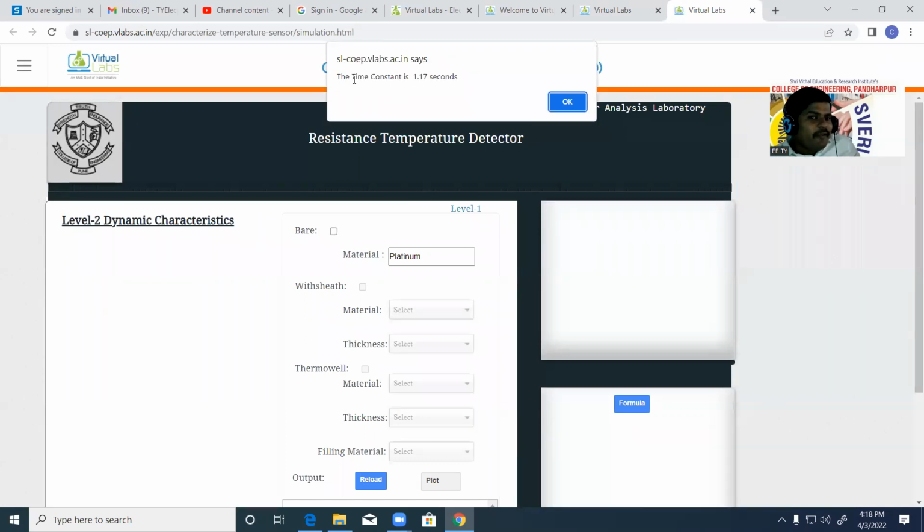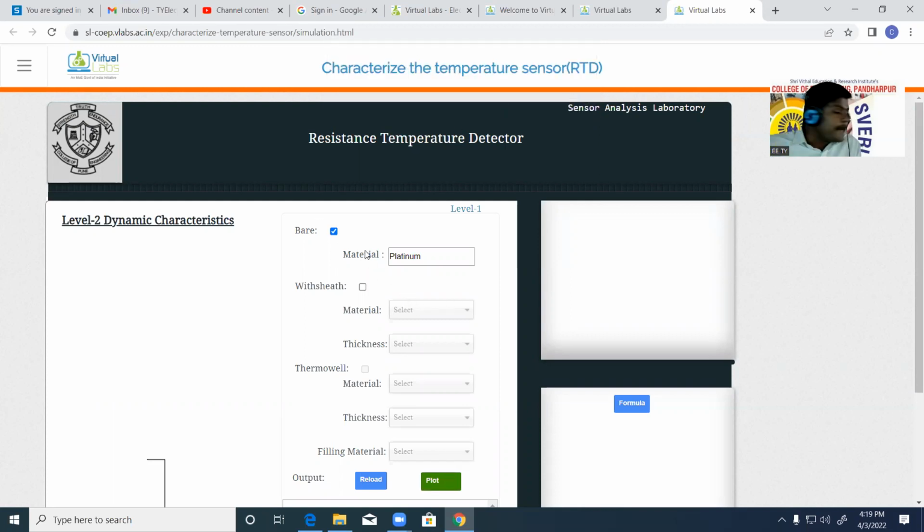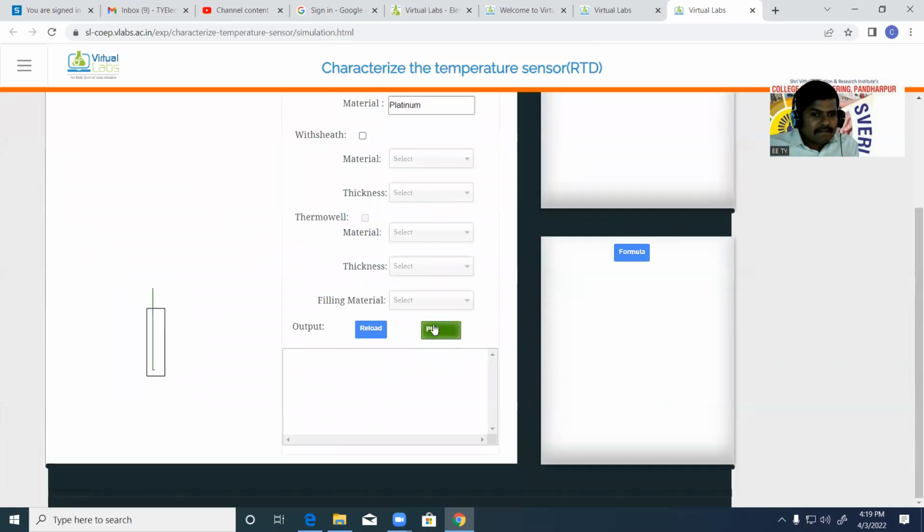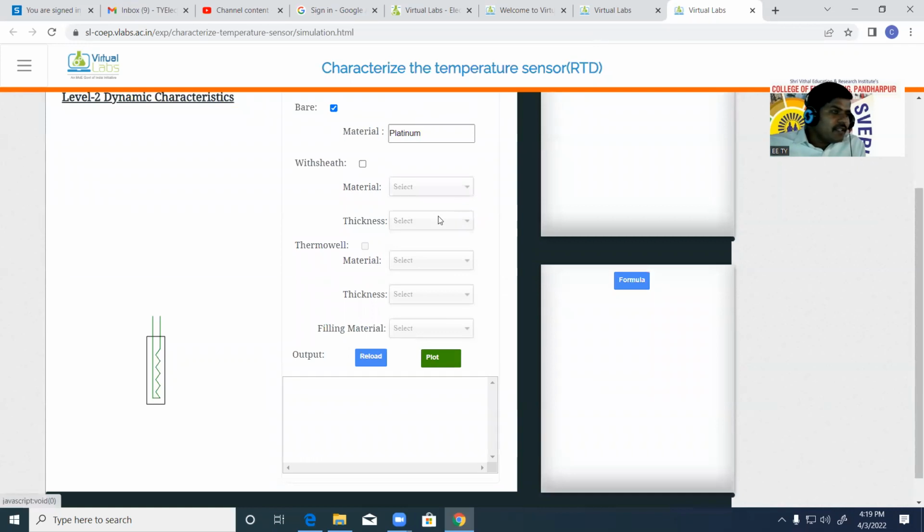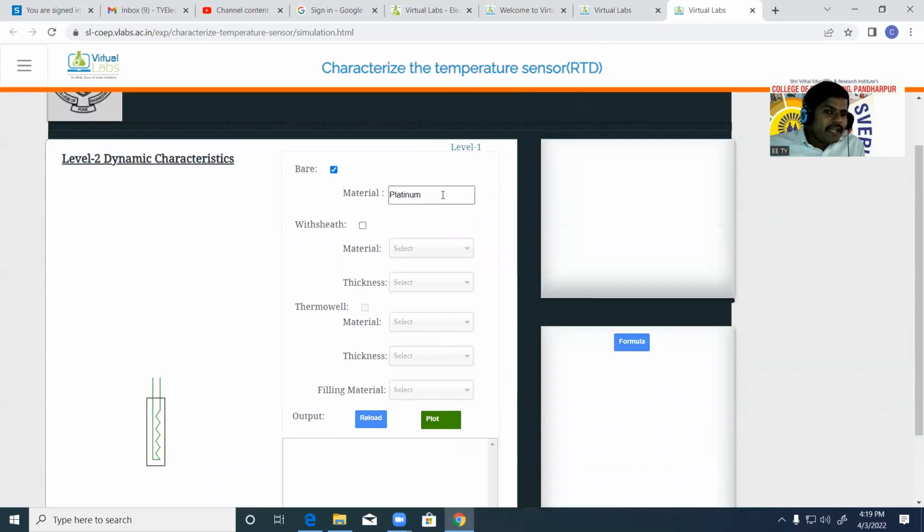So at that situation, all of you note down this time constant. How much time constant? 1.17 second. The time constant is 1.17 second. Okay. See here, we have taken platinum material. This is the default material. This material we are considering as bare material.